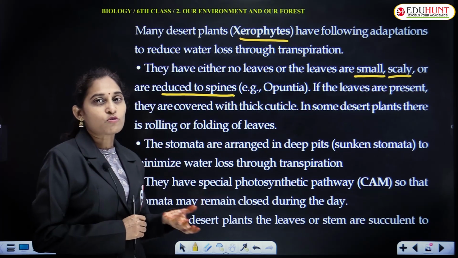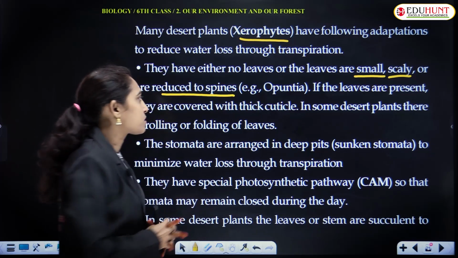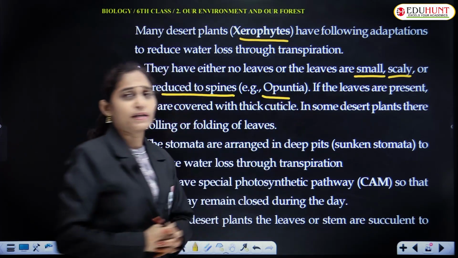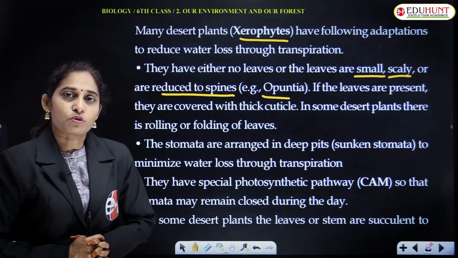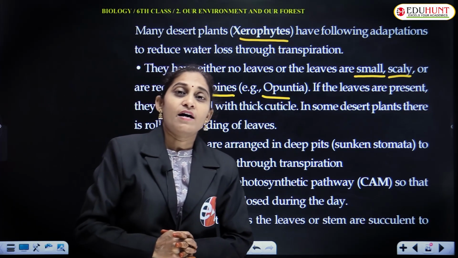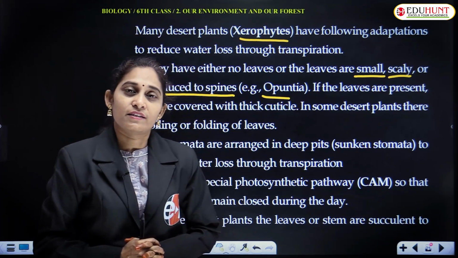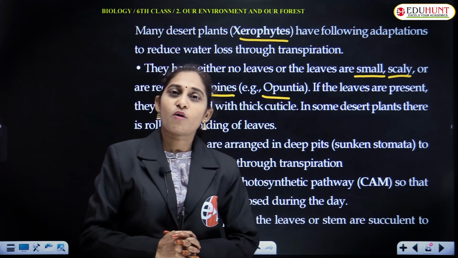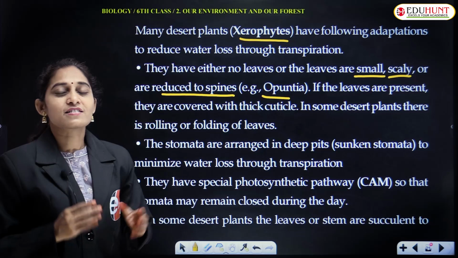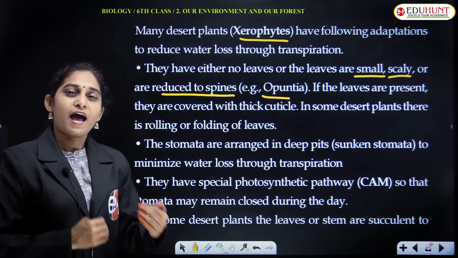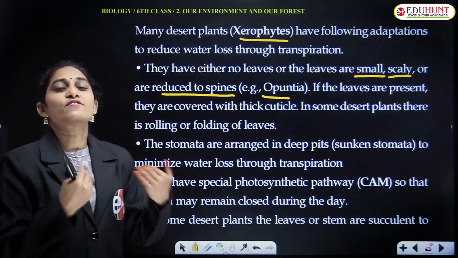spines. They are reduced to spines, for example in Opuntia, because leaves are involved in photosynthesis as well as loss of water in the form of water vapor, and this process is known as transpiration. Leaves are the sites of photosynthesis as well as transpiration.